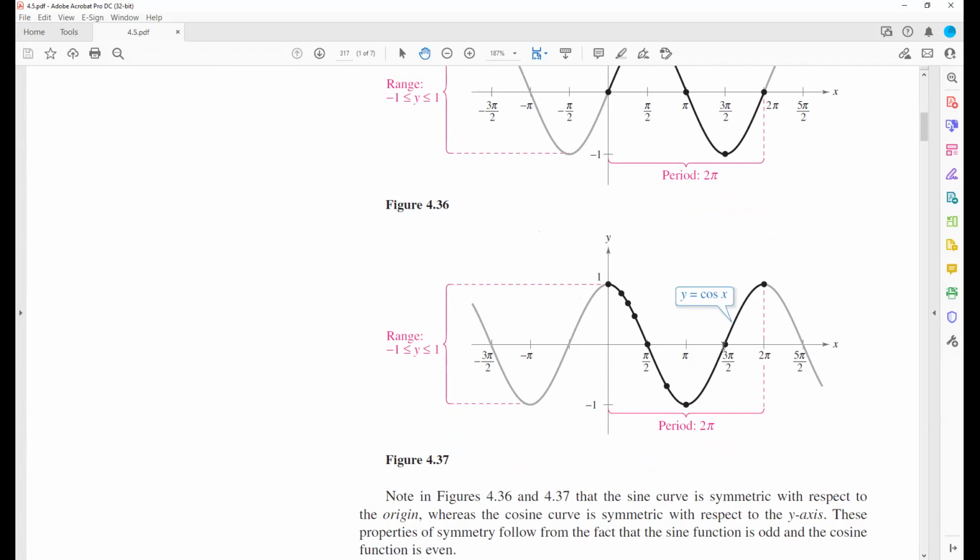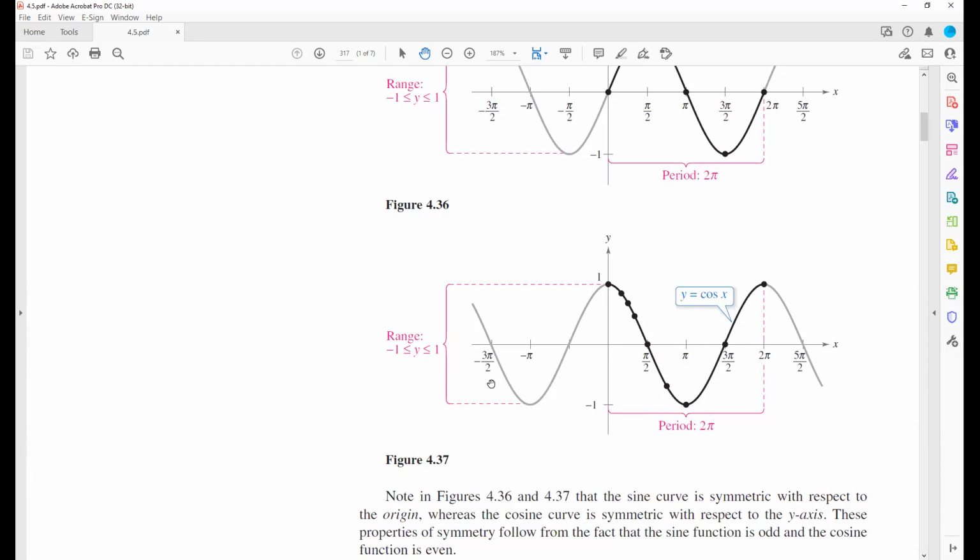Then it goes up. At 3 pi over 2, the outcome is 0. And then at 2 pi, cosine takes the maximum value, which is 1 again. So your cosine takes its maximum value at 0, which is 1, and at 2 pi, which is 1 again. It takes its minimum value, which is -1, at pi. As you can see, the graph continues from both sides, to the left and to the right.